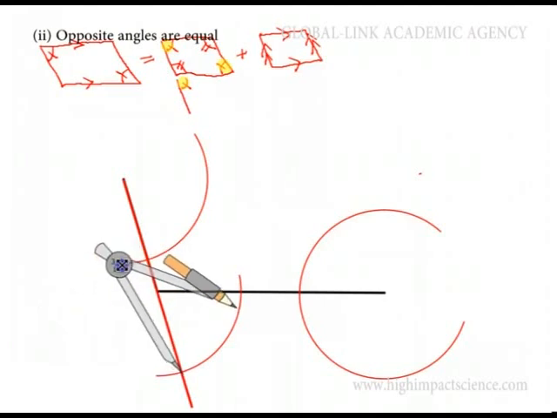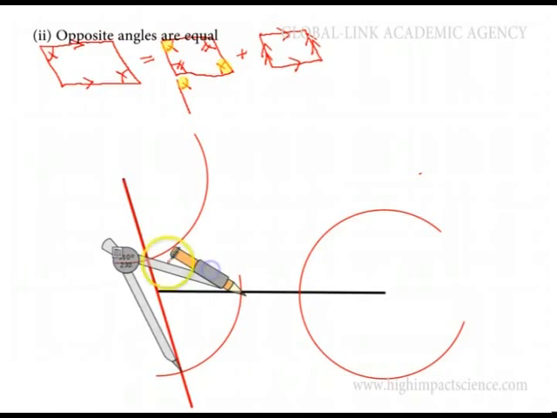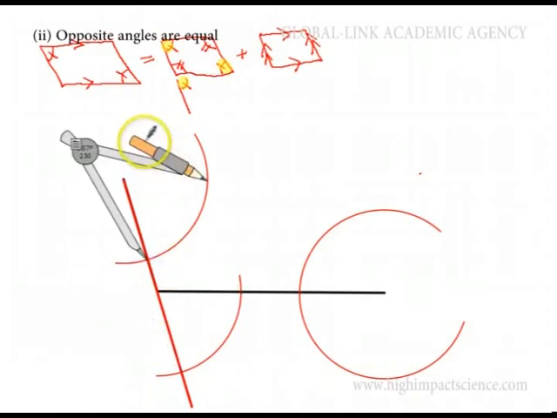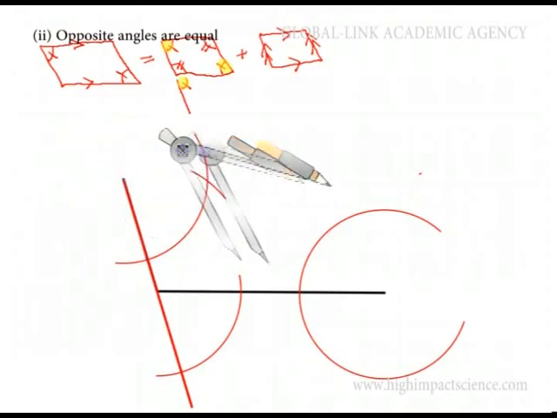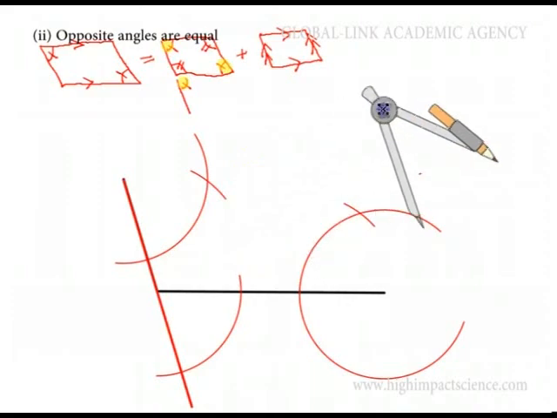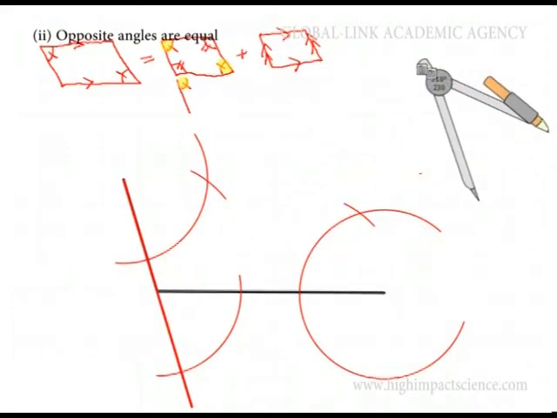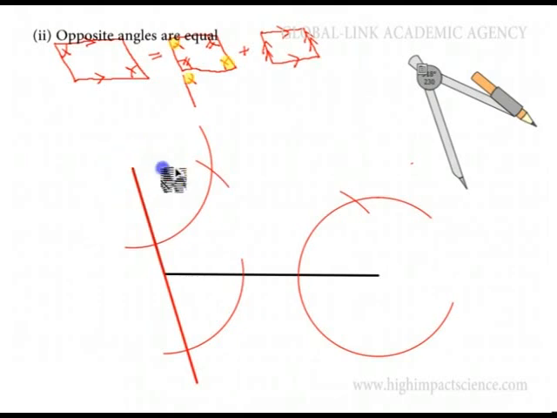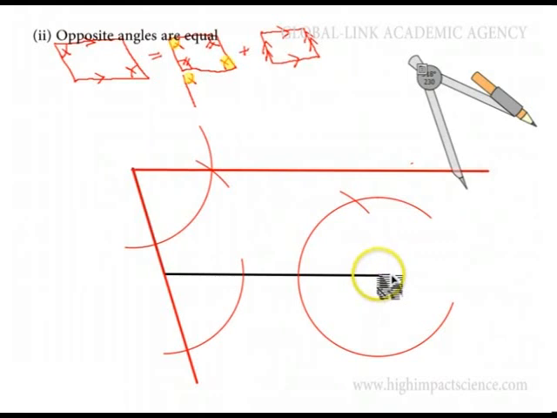Then we measure this distance. Copy that length here. And again here. So draw that upper line through here, and the right one through this intersection. There is the figure.